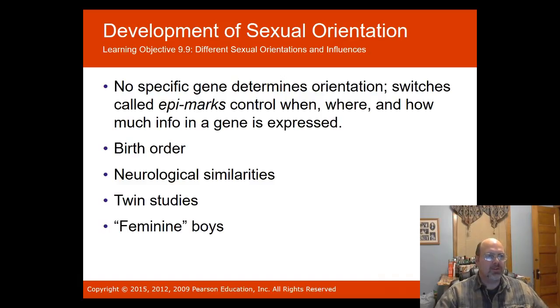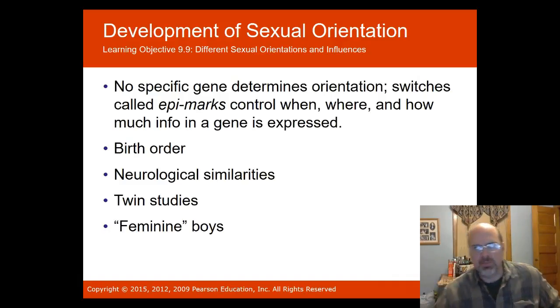Next, development of sexual orientation. Physically, there's no specific gene that determines orientation. So you can't look at someone's DNA and say, oh, this person is homosexual. There are some switches called epimarks, which control when, where, and how much of the gene is expressed as a male or as a female.